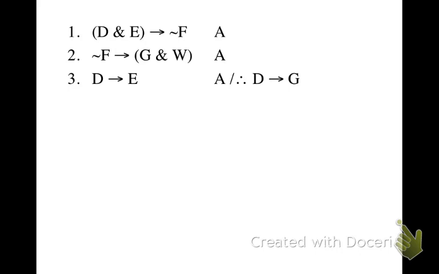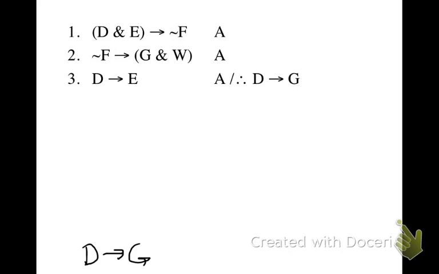So here in this proof, we want to derive the conditional D arrow G. So we're going to do the arrow-in strategy. We start out by writing our goal down at the bottom. So there's an element of the backward strategy to this.